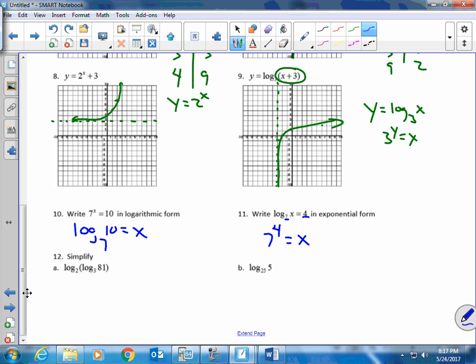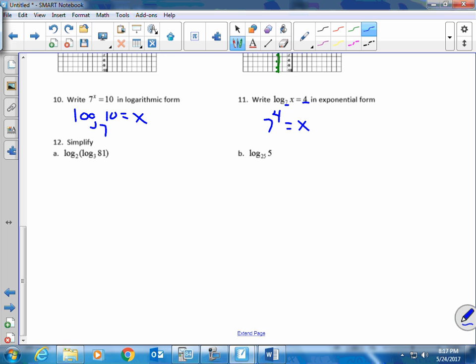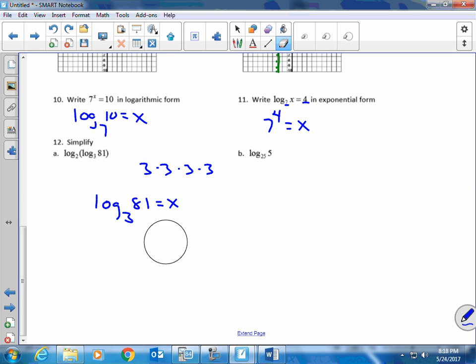All right, simplify. We're going to use the exact same thought process as we just did in 10 and 11 to help me solve this. So let's start from inside. Log of 81 base 3. What question is that asking? Question 11. Switch forms. It is asking 3 to what power equals 81? 3 times 3 is 9, times 3 is 27, times 3 is 81. 4. The inside, or the answer to this, is 4.